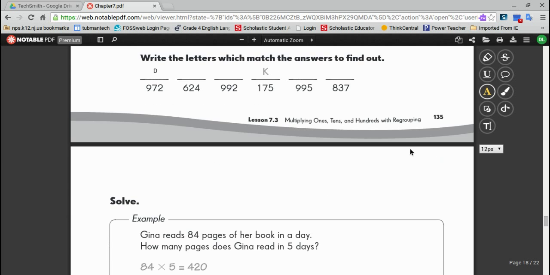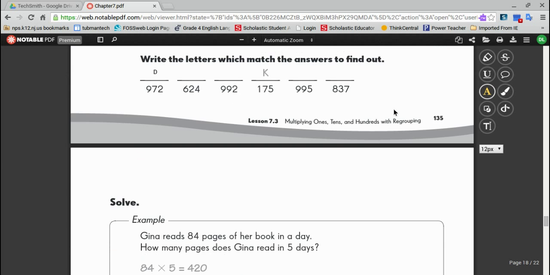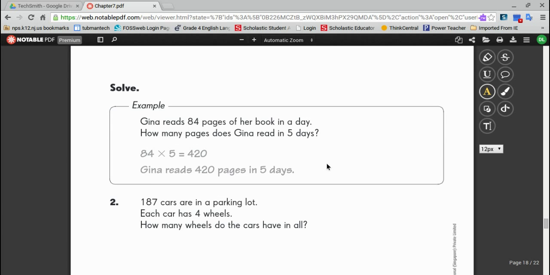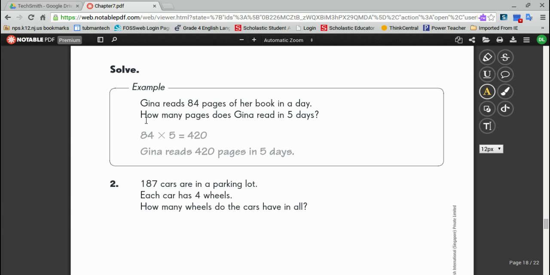Okay, so you should have finished 135. We're going to move on to 136. Alright, this is page 136. Solve. Example. Gina reads 84 pages of her book in a day. How many pages does Gina read in 5 days?